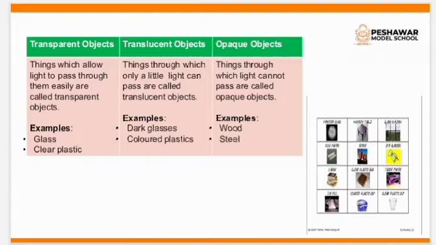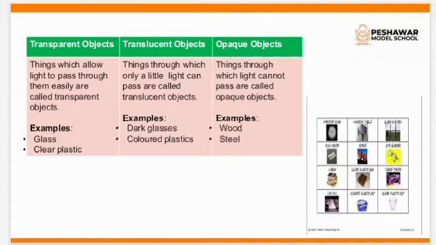Now, through which materials light can pass, through which partial light can pass, or through which light cannot easily pass, right? So we have to study about that. Transparent objects, translucent objects, and opaque objects. What are transparent objects? Things which allow light to pass through them easily are called transparent objects. Example, glass or clear plastic. The clear things through which light can easily pass are known as transparent objects.